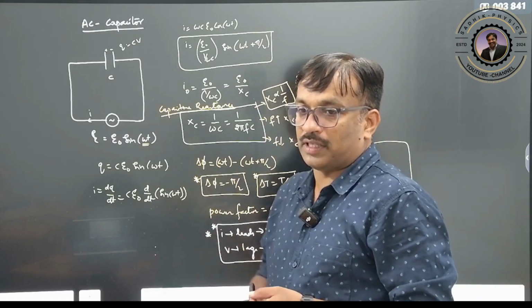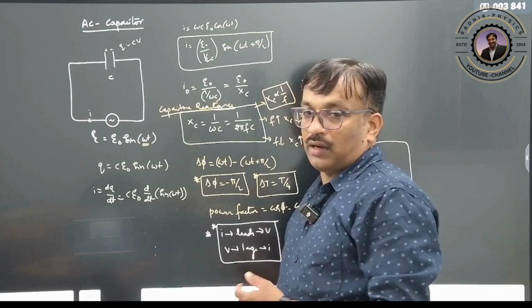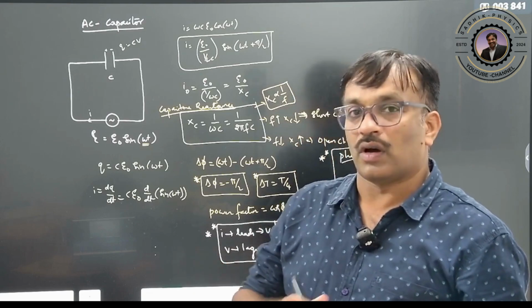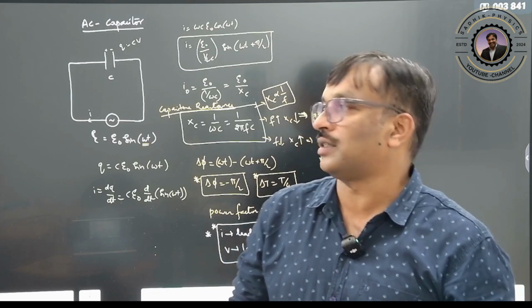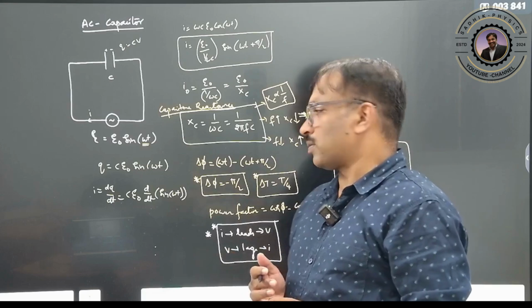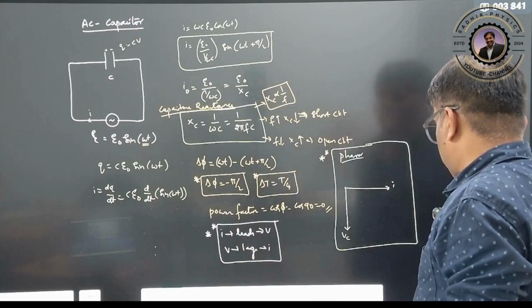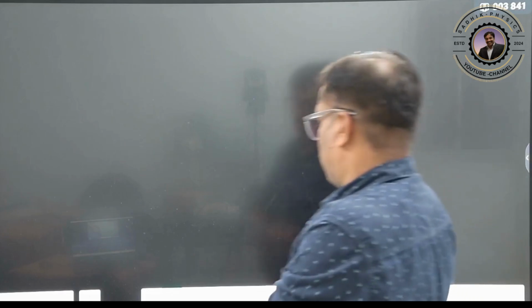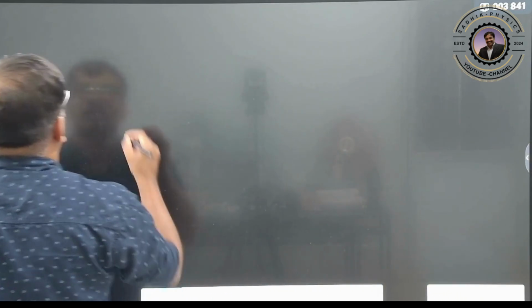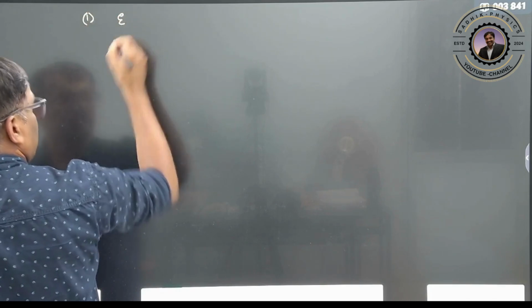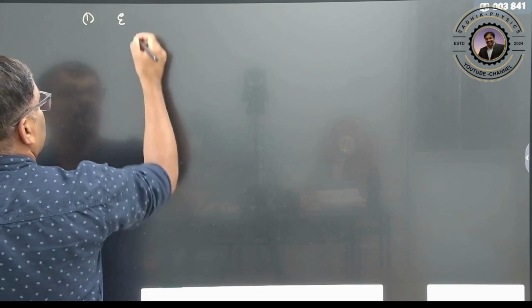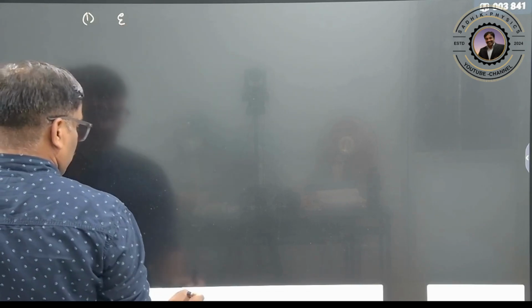Let us do some simple questions on this now. Then we'll apply this alternating current to all three together, like the RLC circuit. First let us go for some small questions. Clear? So first of all, let us see here: the RMS voltage is there.